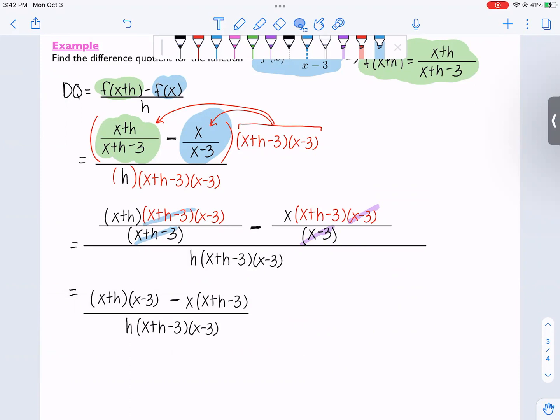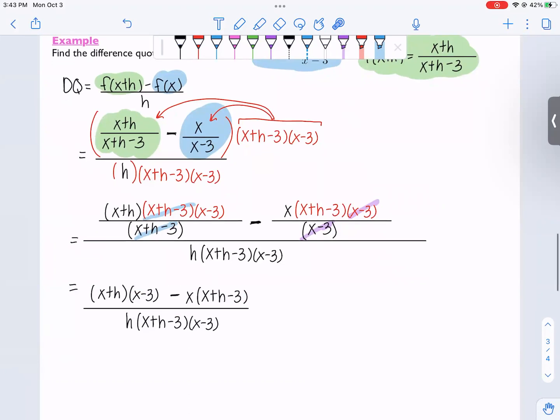This looks nasty, but I'm going to give you a hint. The hint, my friends: do not ever FOIL out this denominator. All right, don't FOIL it out. You can FOIL out the numerator, but don't touch the denominator. Leave the denominator alone. It's in the form it needs to be in to make the h cancel. So just leave it alone, but FOIL the numerator.